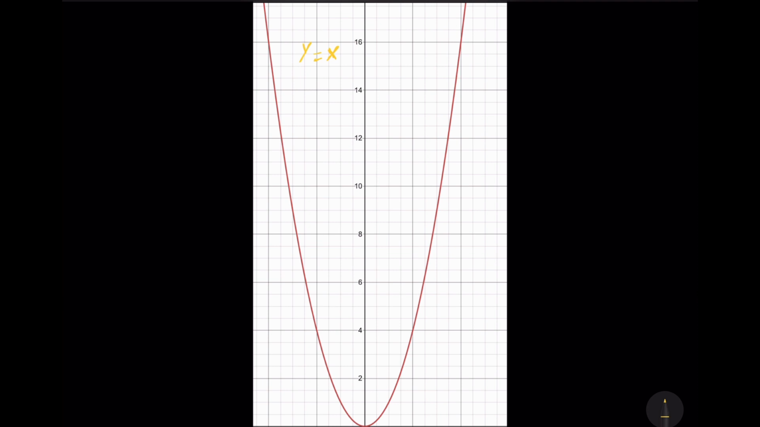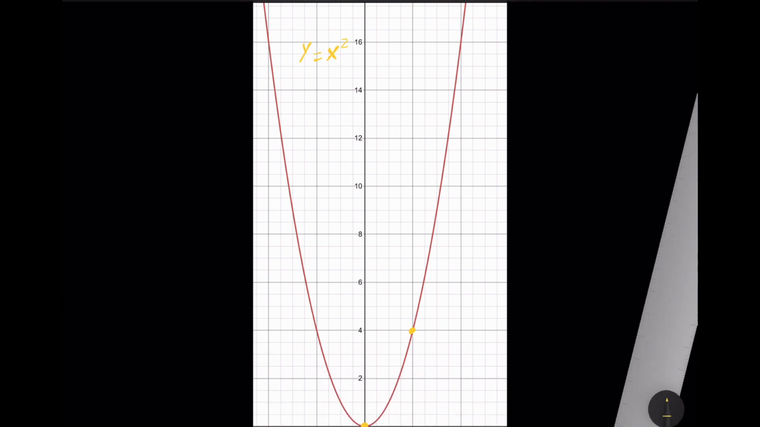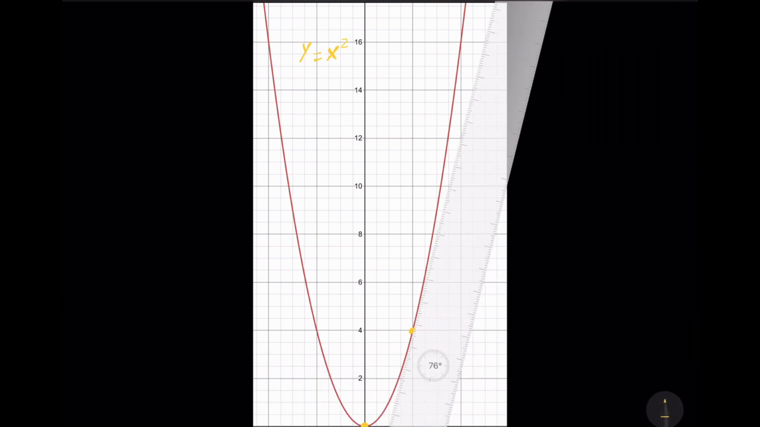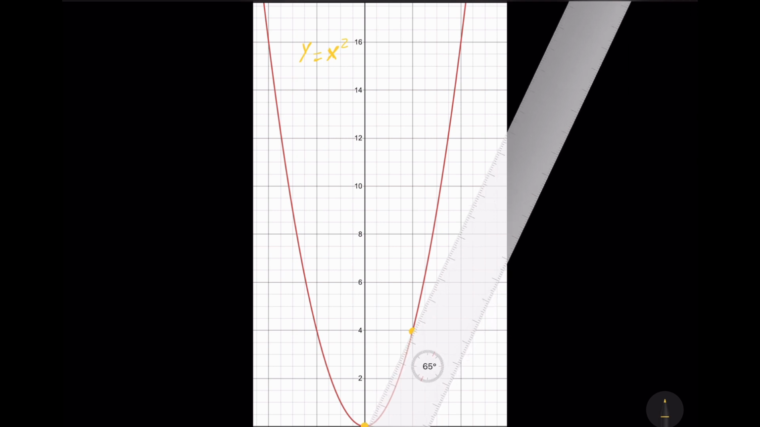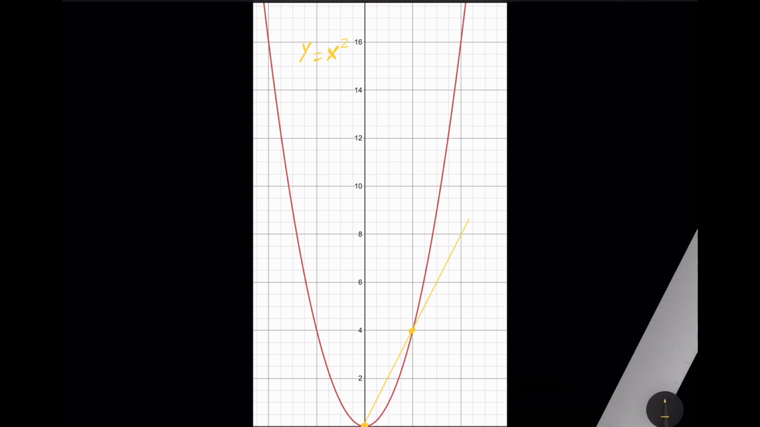x squared. Now, if we're thinking about an average rate of change, we can think about 2 points on that parabola. For example, let's take the point 0, 0 and the point 2, 4. Both are on the parabola. Now, the average rate of change is simply the slope of the secant line. That is to say, the straight line that crosses both of those 2 points. What's the slope of that line?